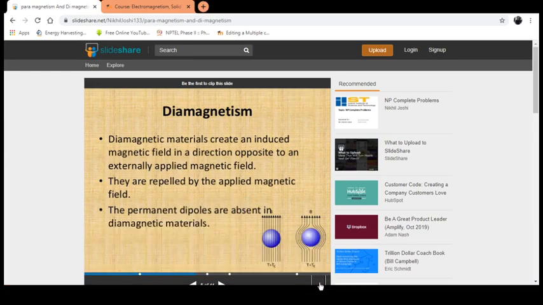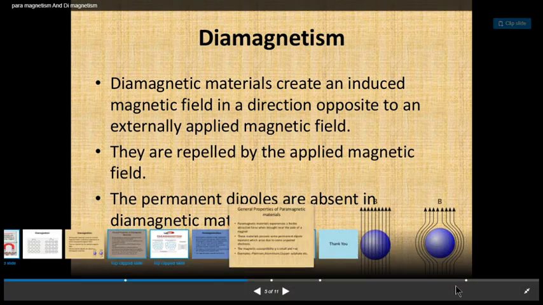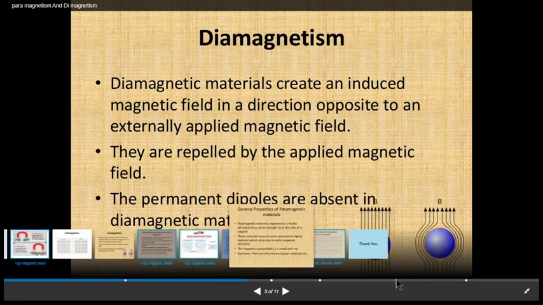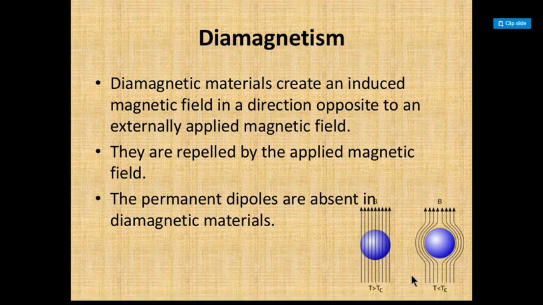I'm sorry, it will show you after a certain while. It's greater than TC and less than TC. So yes, now you can look here. I'm sorry, it's coming again. Just look at the bottom of your picture here. The left side figure is T greater than TC, that means greater than the critical temperature. That means there is no effect of magnetism over here. But if it is less than the Curie temperature, then naturally it shows the effect of diamagnetism.